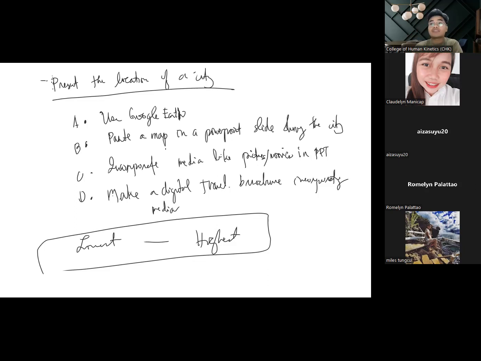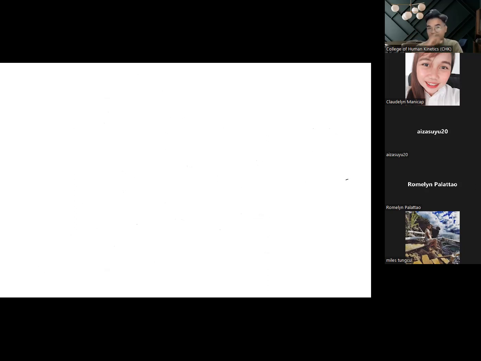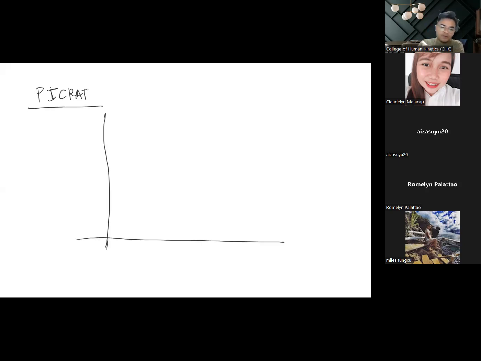Now, let's proceed to the last model we will study, and that is the PICRAT model. So in your module, the PICRAT model was presented to you in a matrix form. We have the x-axis, the y-axis I should say, and they have the x-axis. So the PICRAT model divides the two into two dimensions. We have the PIC dimension and we have the RAT dimension.